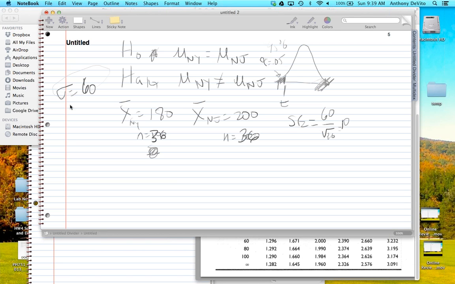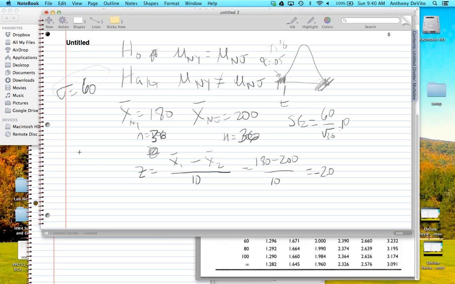Since I know the standard deviation of my population, I can use a z-test instead of a t-test. So my z-score is going to be equal to the difference between the two sample means, x1 minus x2, New York minus New Jersey, over the standard error, which we just calculated was equal to 10. So what do I get here? I get z equal to 180 minus 200 over 10, which is minus 2.0.